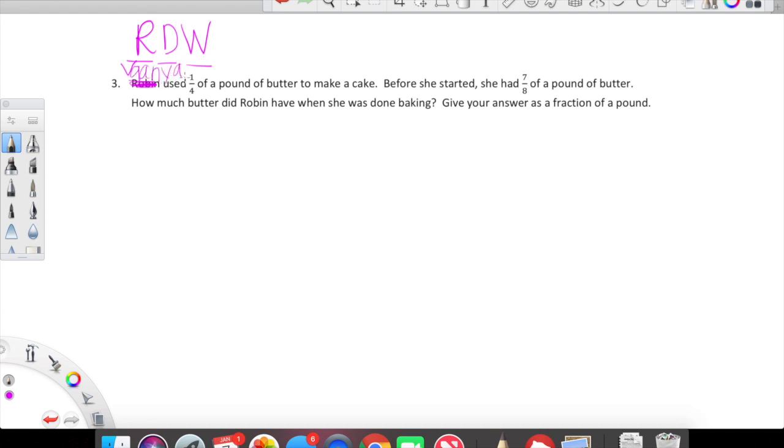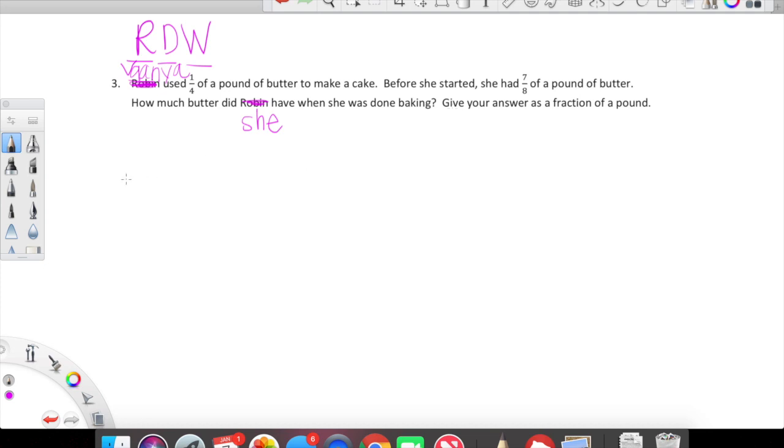Vanya has been doing some baking. Vanya used 1/4 of a pound of butter to make a cake. Hooray. Before she started, she had 7/8 of a pound of butter. How much butter did she have when she was done baking? Give your answer as a fraction of a pound.